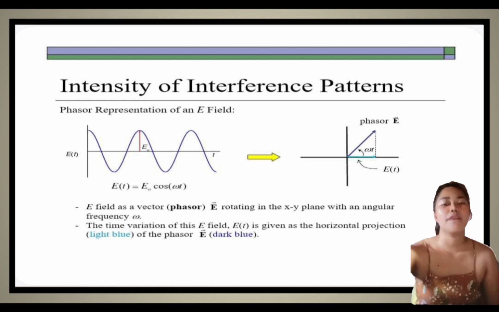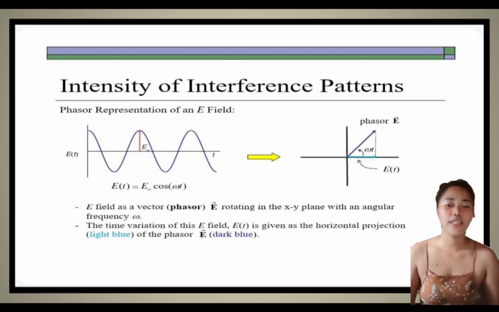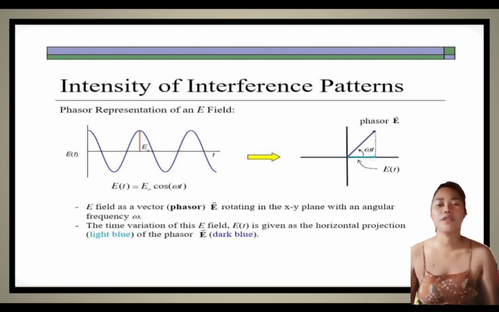Next is the intensity of the interference pattern in phasor representation of the electric field. First, what is a phasor? A phasor is a complex number representation that encapsulates both magnitude and phase of a sinusoidal function. It is usually represented in the form of a rotating vector or a point in the complex plane. The term phasor is a blend of two words, phase vector.